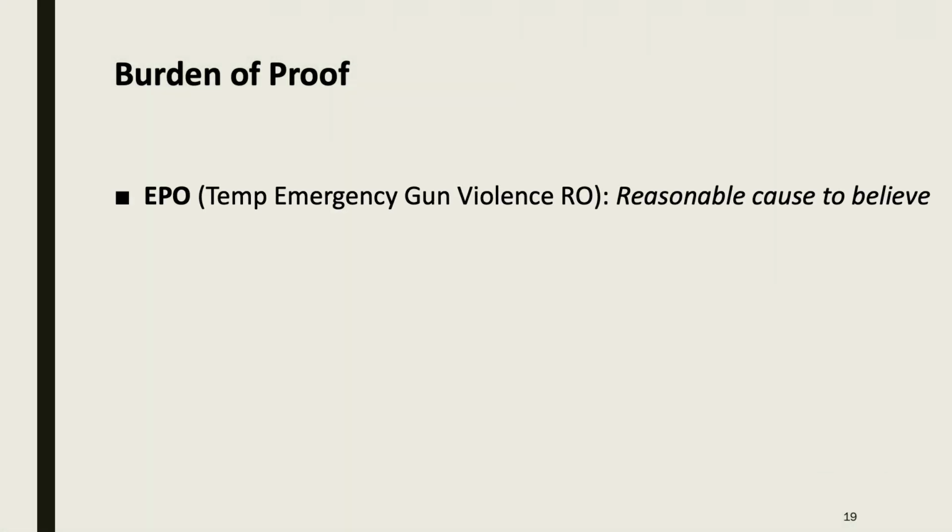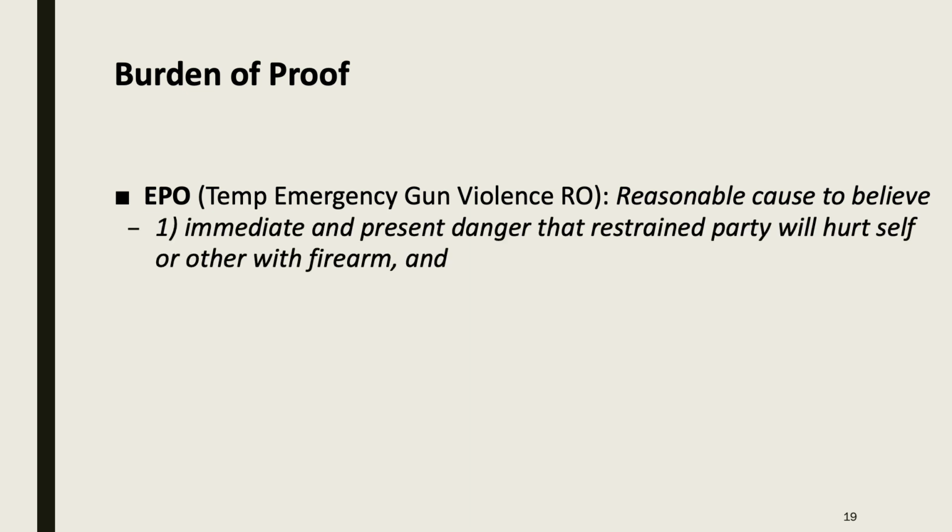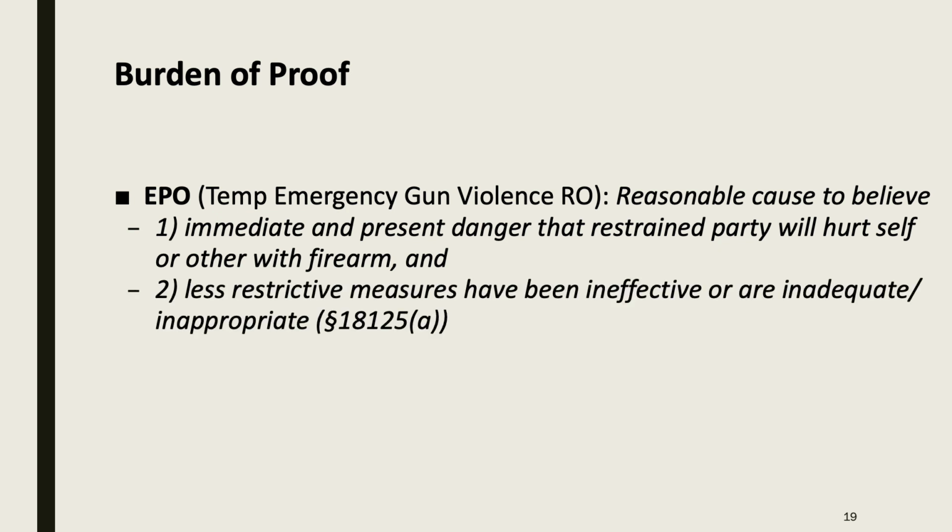What's the burden of proof? Well, in order to get an emergency protective order, which is called a temporary emergency gun violence restraining order, the court has to have reasonable cause to believe, one, that there's an immediate and present danger that the restrained party will hurt him or herself or someone else with a firearm, and two, less restrictive measures have been ineffective or are inadequate or inappropriate.